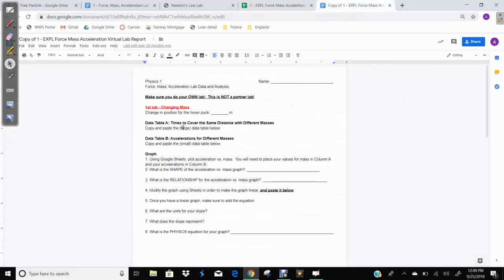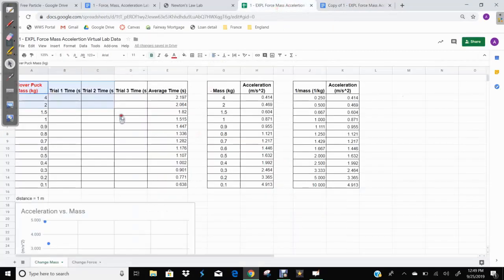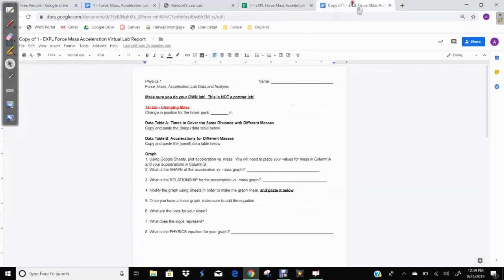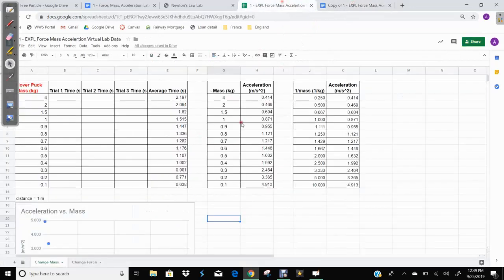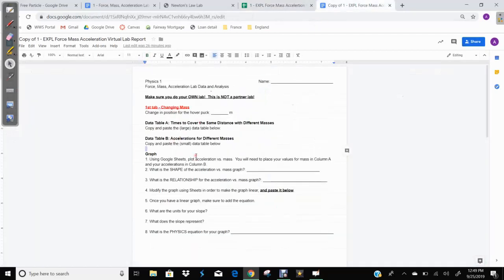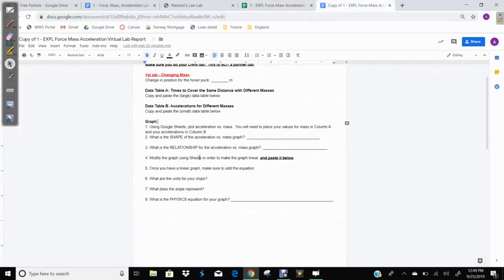If you're following along with the lab report, the first data table goes right in here. So that's the big one. That would be this one right here. Okay. The data table B, the accelerations for different masses, would be this one right here. Okay. And then you're going to put your, yes, I do. Modify your graph and paste it below. So I want you to put your graphs in. Put both of them in, even though I don't think I explicitly state that.